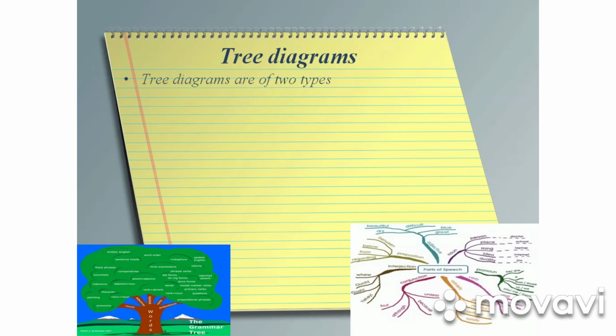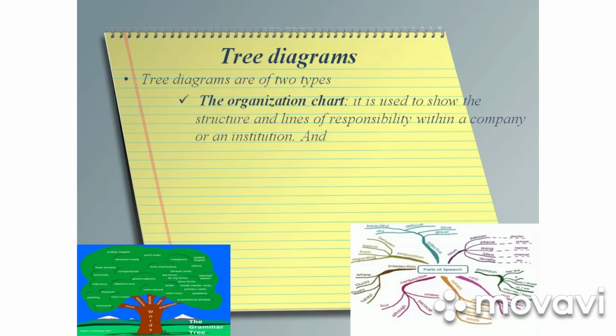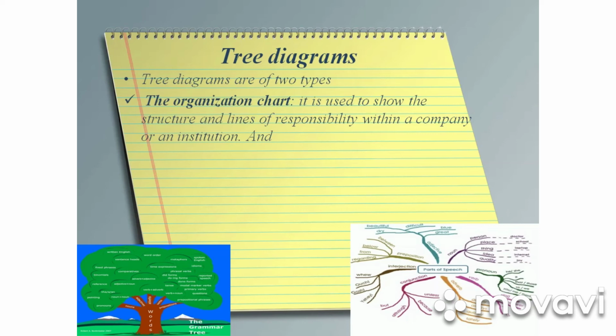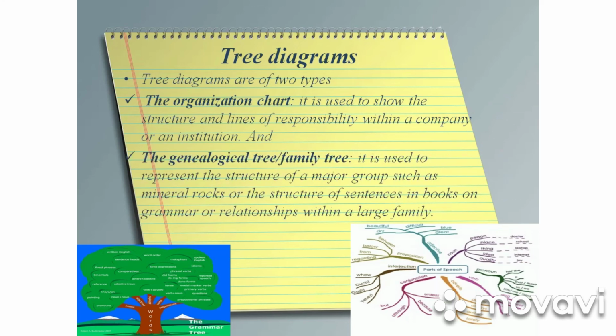Next one, tree diagram. Tree diagrams are of two kinds. One, the organization chart. Generally, it is used to show the structure and lines of responsibility within a company or an institution. The second one, the genealogical tree or family tree. It is used to represent the structure of a major group such as mineral rocks, or the structure of sentences in books on grammar, or relationships within a large family. This talks about the two ways to represent tree diagrams.